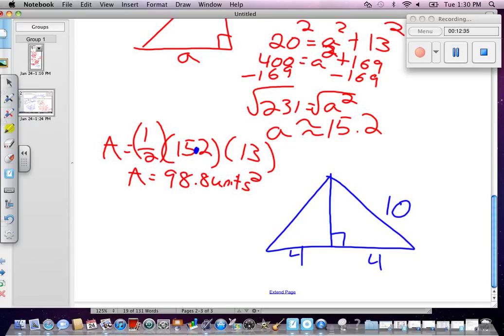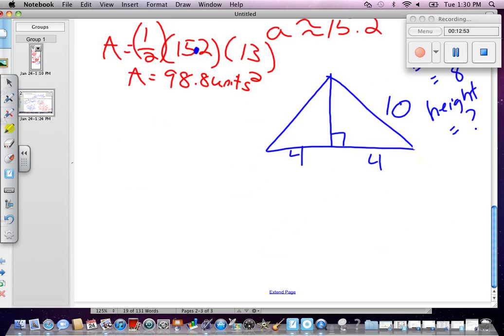Yep. Okay. So right now I can see that my base is 8, but I don't know what my height is. A perpendicular bisector always cuts the side in half. So I've got to find this right here. We'll just call it A. So I know A squared plus 4 squared equals 10 squared. Okay, I'm probably skipping ahead.